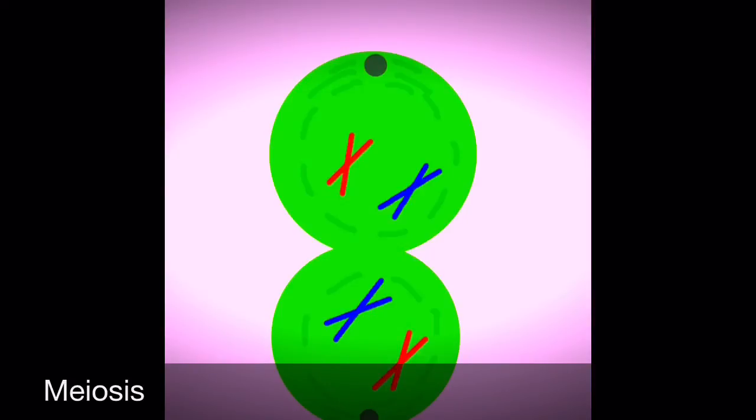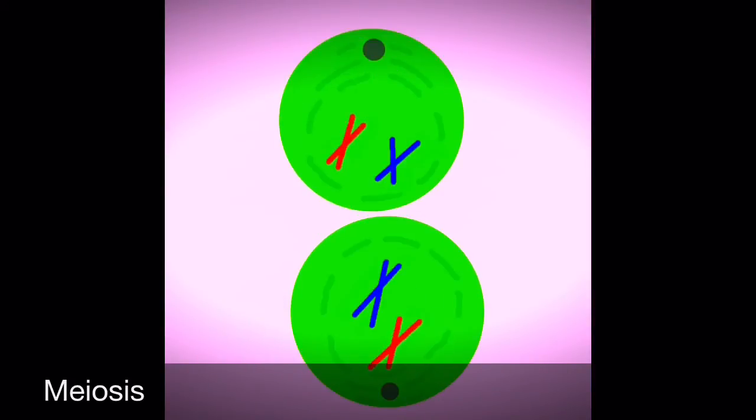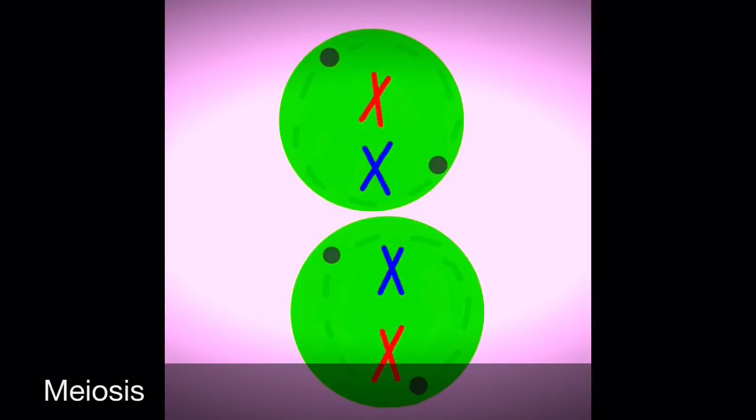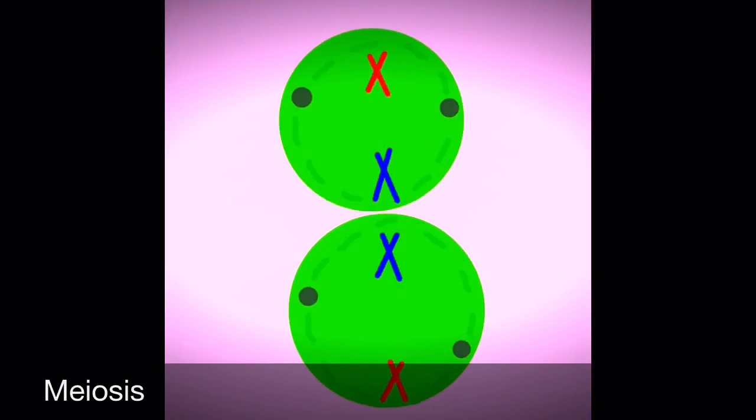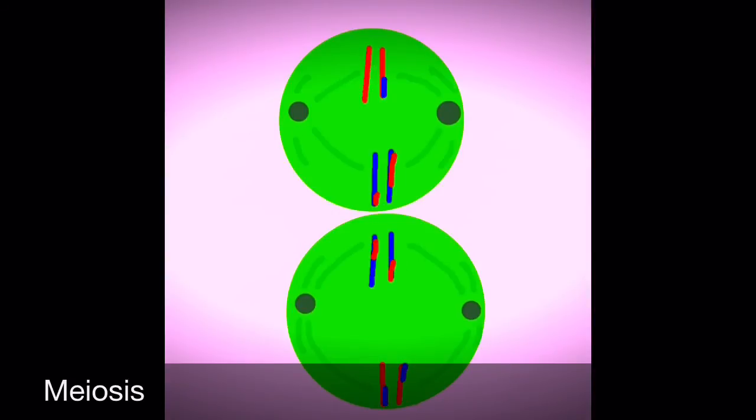In telophase 1, nuclear membranes enclose the separated chromatids. The cell membrane completes its constriction. The first meiotic division ends. Prophase 2 begins. Homologous chromatids do not duplicate but merely separate.